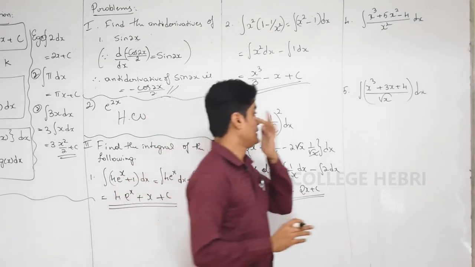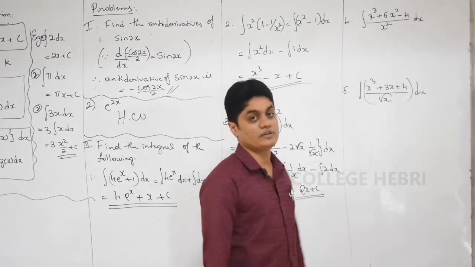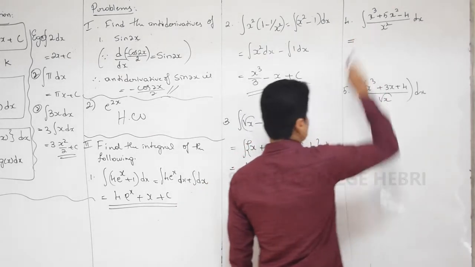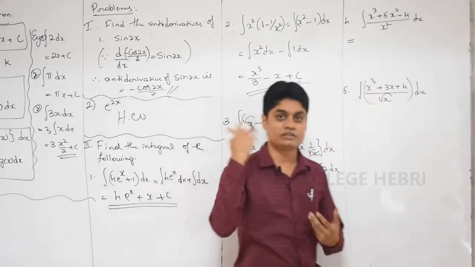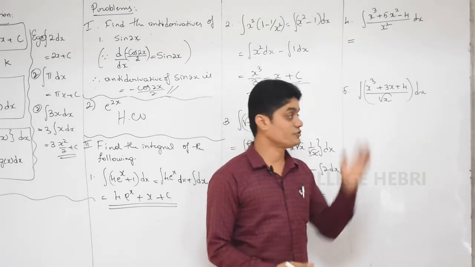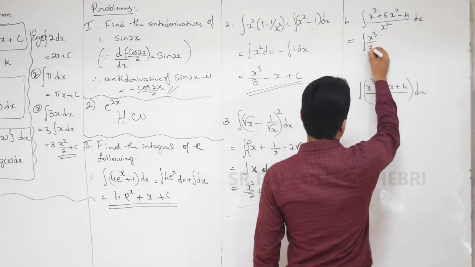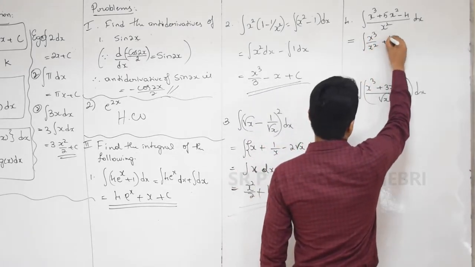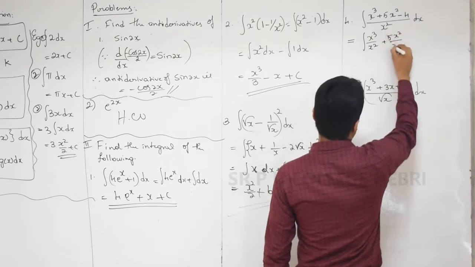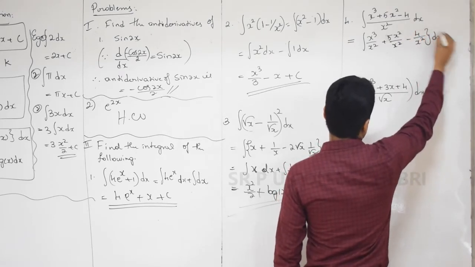Right? Yeah. Next question. Evaluate integration of (x cube plus 5x square minus 4) by x square dx. See, suppose quotient differentiation ಬಂದಿದೆ, quotient rule apply ಮಾಡಿ solve ಮಾಡಬಹುದು, but here we don't have the quotient rule. So before integration you have to simplify this. ಹೇಗೆ simplify ಮಾಡ್ತೀರಿ? Split ಮಾಡಿ, x cube by x square plus 5x square by x square minus 4 by x square dx.